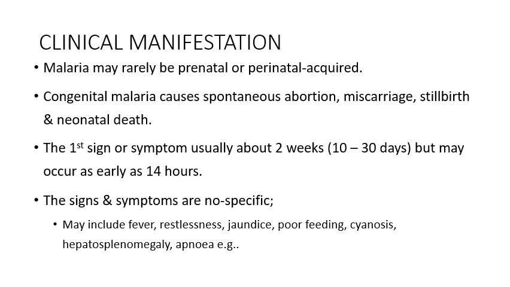Right. So the first signs of symptoms usually appear at about 2 weeks, but may occur as early as 14 hours. They include fever, restlessness, jaundice. You know, in malaria, the parasite infects red blood cells, so the red blood cells rupture. What do they release? They release hemoglobin, which can be broken down to bilirubin, giving jaundice. Poor feeding, cyanosis, and hepatosplenomegaly. You know that one, the malaria parasite itself, what does it do? They infect the liver.